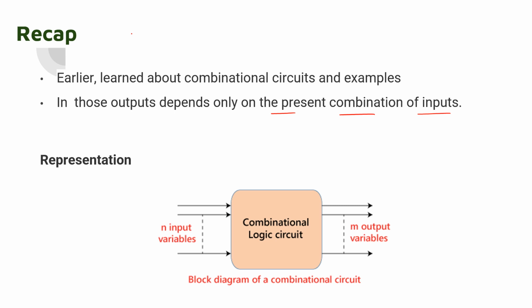Now the representation of combinational circuits is shown below. Here it is, the combinational circuit. It consists of n input variables and m output variables. The values of the output variables depend on the present input variables only. That is the main function of combinational circuits.